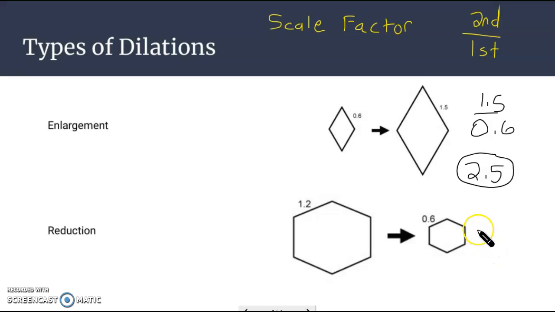Now let's contrast that to a reduction where we have a smaller number divided by a larger number. 0.6 divided by 1.2 comes out to 0.5, or half. The second object here is exactly 1/2 as big as the first object. As we can see, one side is 1.2, the other side is 0.6. Finding that ratio, 0.6 divided by 1.2 is 0.5, or 1/2.